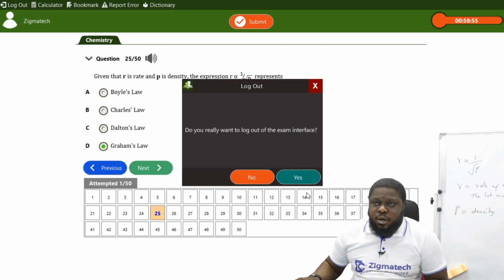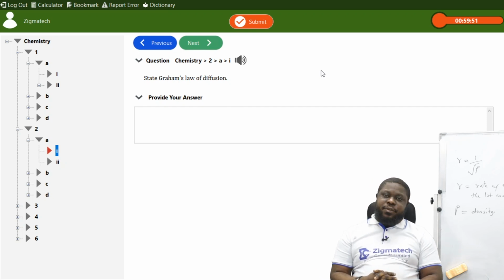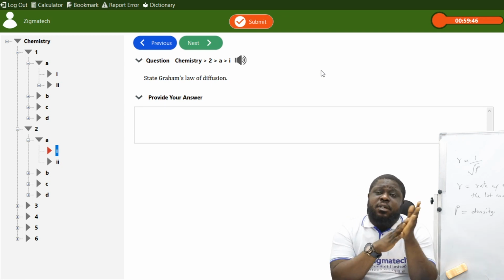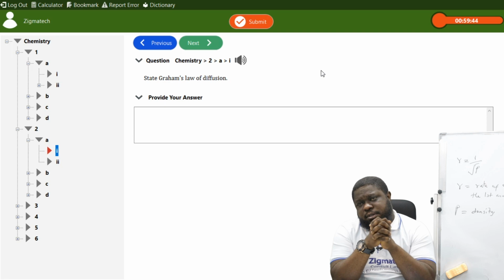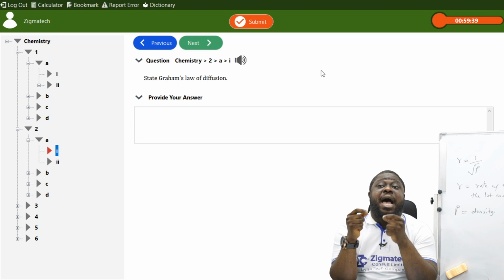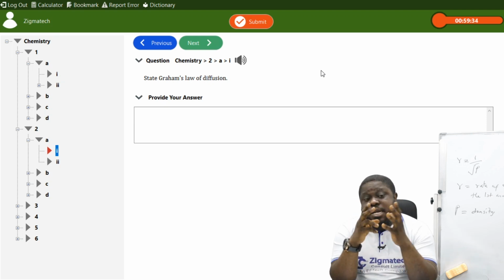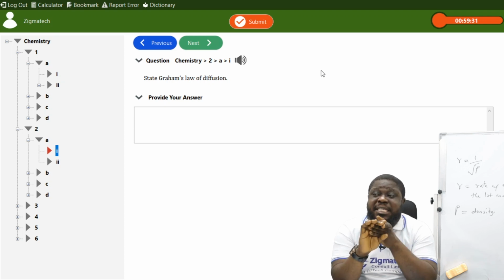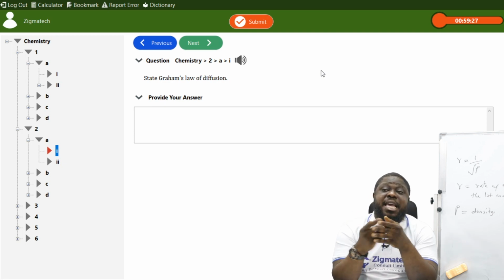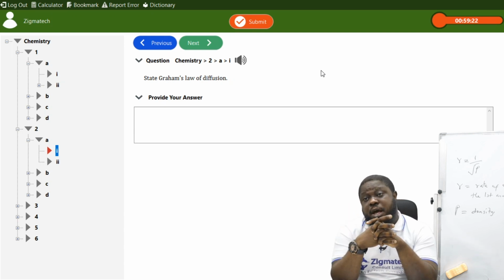Now, our second question, they say, state Graham's law of diffusion. Now, I have cheated it for you. I said Graham's law of diffusion states that the rate of effusion or diffusion of a gas is inversely proportional to its density. You can say the rate of diffusion or effusion of a gas is not equal to its mass and volume, because density is mass per unit volume.